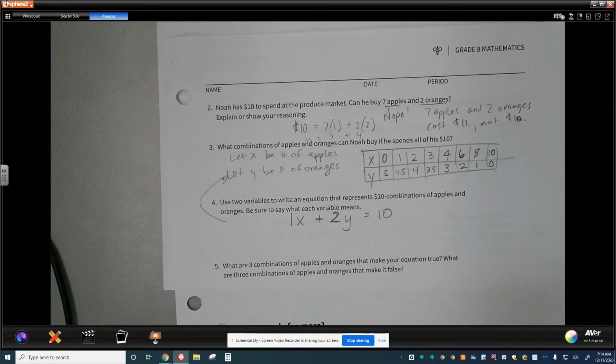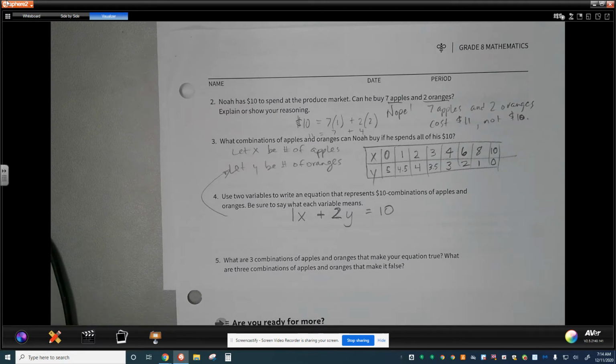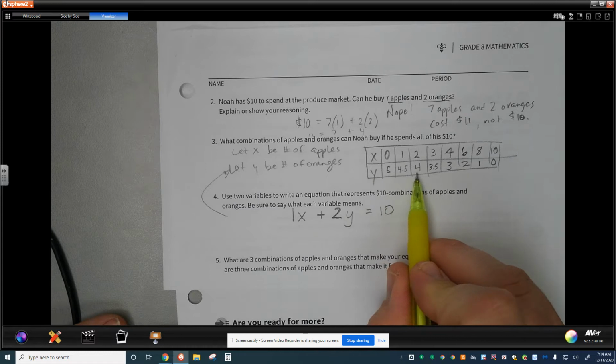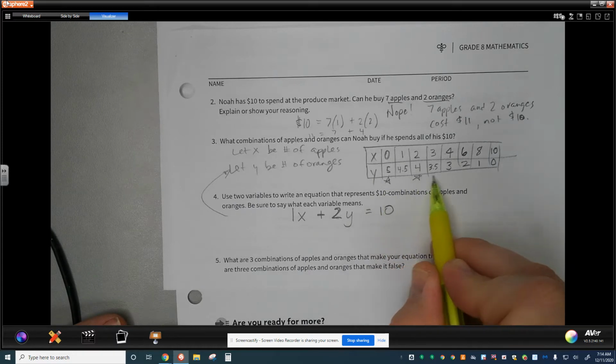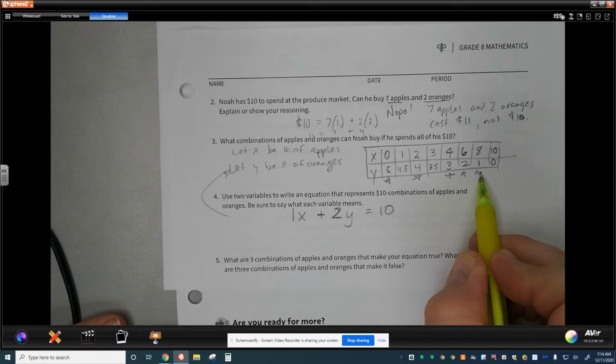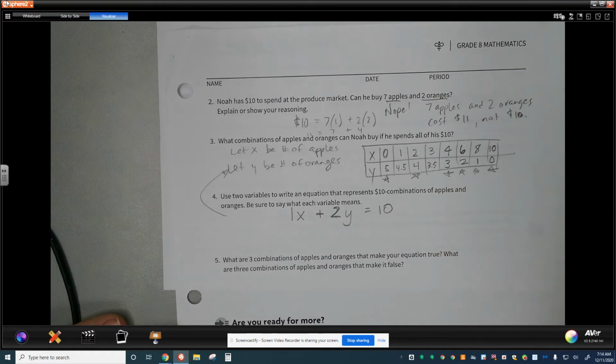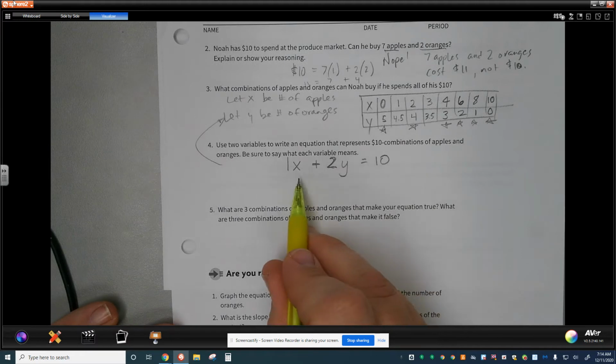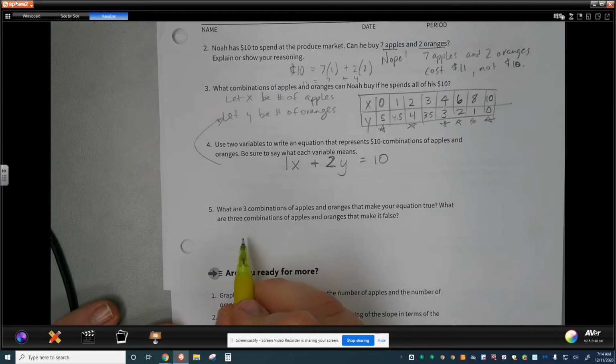So then what are 3 combinations of apples and oranges that make your equation true? And what are 3 combinations of apples and oranges that make it false? Well, if I look up here to my table, I should be able to use any of these ones right up here that have integer values. So for 3 combinations, I can just substitute these values back into my equation.